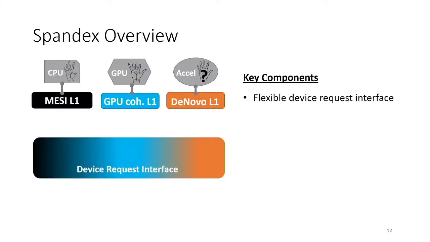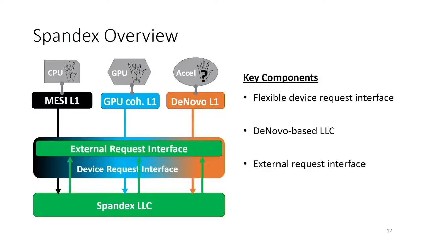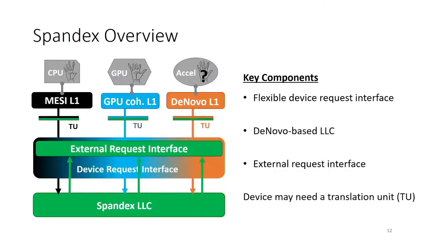There are a few components to Spandex. The first one is the device request interface. Okay, so what kinds of requests do we expect these devices to make? The second is the last level cache, which is based on the DeNovo protocol that my group has been developing over the years. The third is the external request interface. So each device, or some devices, might need to deal with some external requests that the LLC generates. So how does it do that? Well, that's the third part. And finally, some devices, not all, but some, may need a thin translation unit to translate from whatever they have into what Spandex expects. Okay, so I will talk about that.